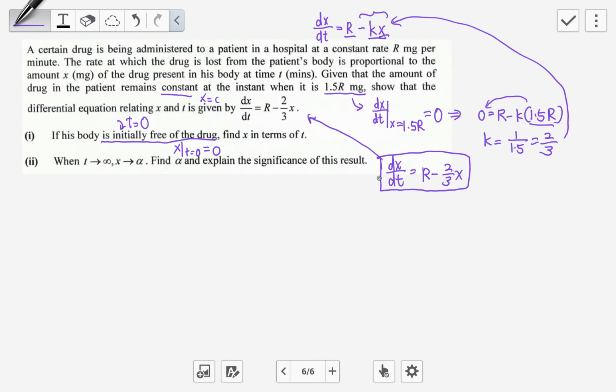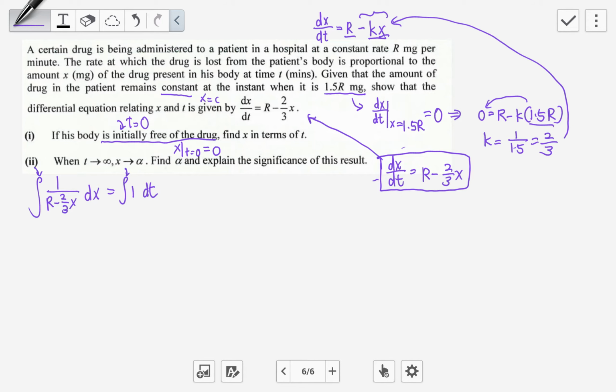So we will do the integration, taking 1 over (R minus 2/3 x) dx. I'm just dividing both sides of the equation, so I get the 1 on the other side, and multiply the dt over. When it's a first derivative, you can treat dx/dt effectively like a fraction. So when we rearrange the algebra and put the two integral signs, this is the way I think of it.